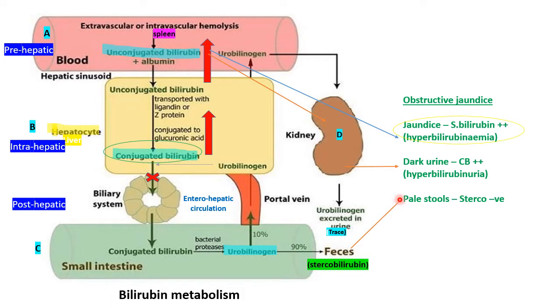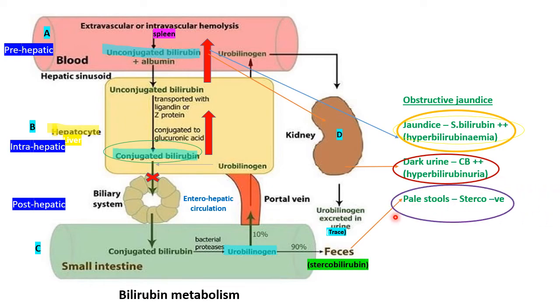The stools, on the other hand, are also affected because there's no stercobilinogen, so the stools become acholic and pale in color. So in summary, in obstructive jaundice, there is jaundice which is due to hyperbilirubinemia, conjugated bilirubinemia. There's dark urine which is due to hyperbilirubinuria, and pale stools due to lack of stercobilinogen.